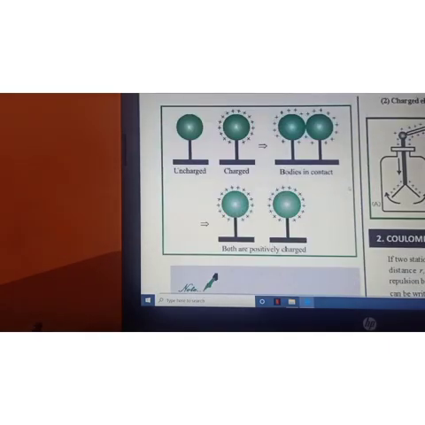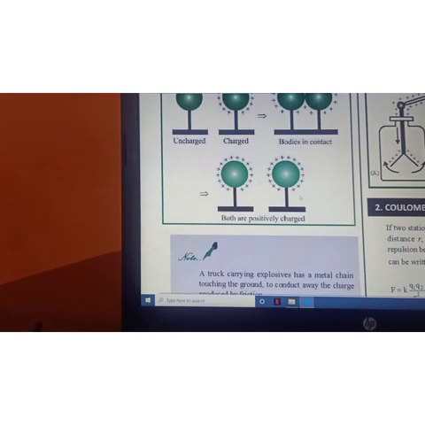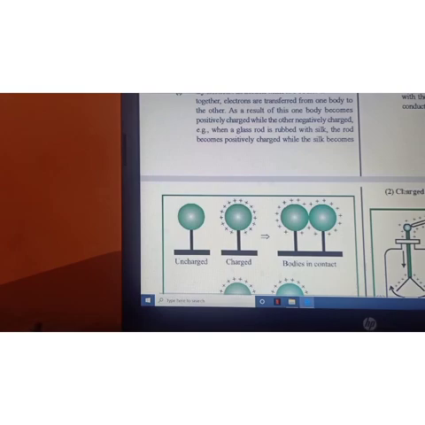So this is the gold leaf electroscope, and the other picture is here.